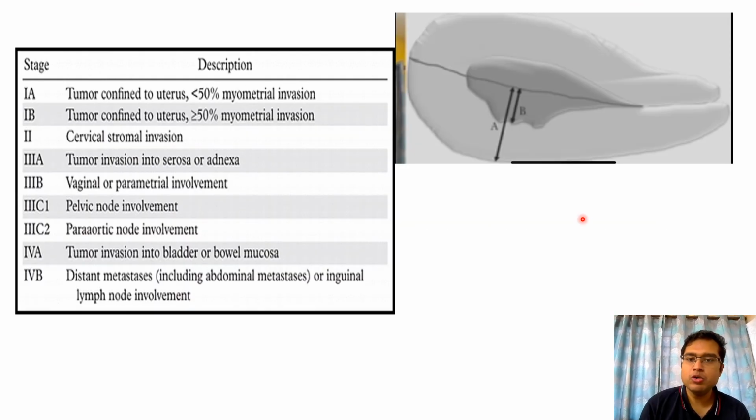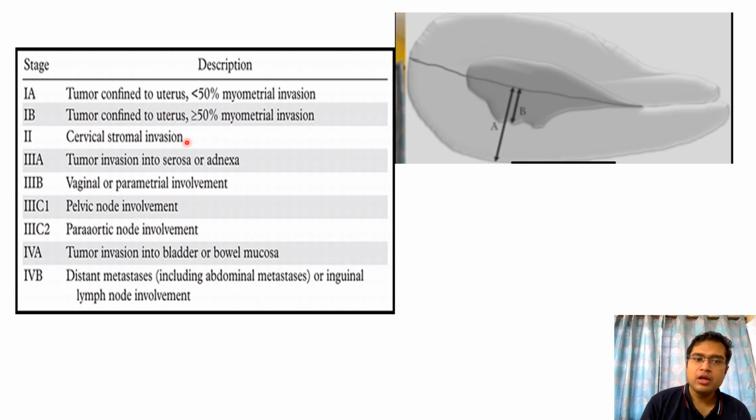So these are the FIGO staging of endometrial carcinoma, and this is the Gordon's method of calculating the myometrial invasion, where the thickness of the entire myometrium is taken, and the thickness of the invasion of the endometrial carcinoma into the myometrium is taken, and they both are divided to actually get the percentage involvement of the myometrium. If the percentage is less than 50%, it is 1A. If it is more than 50%, it is 1B. But in both the cases of stage 1, the tumor is confined to the uterus.